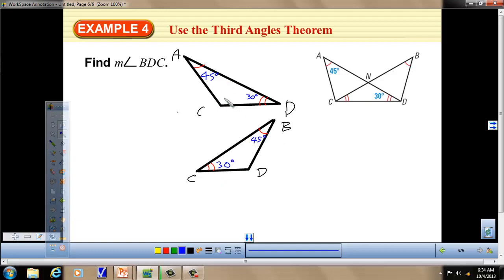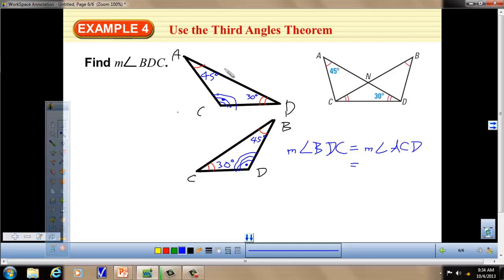If we want to find the third angle, this angle right here should equal this angle right here. In other words, 1, 2, 3 markings here, and 1, 2, 3 markings here. So those should be congruent, and that's what the third angle theorem tells us. If these two are congruent to these two, then the third angle should also be congruent. So the measure of angle BDC is equal to the measure of angle ACD.